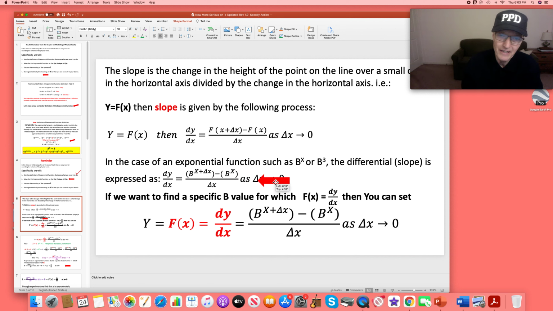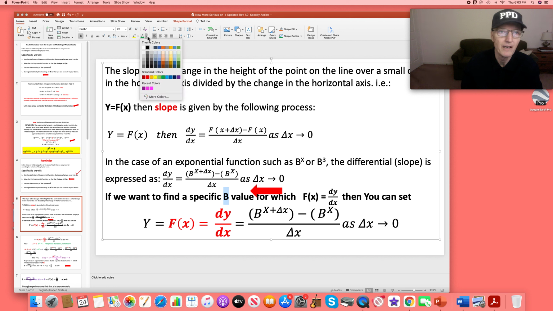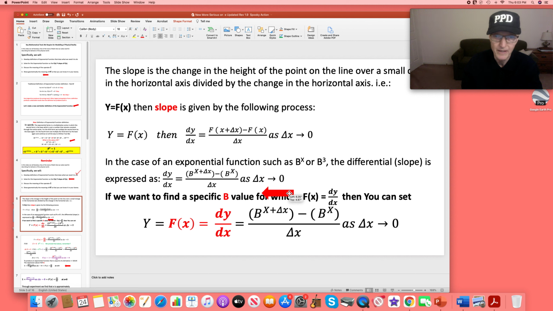Then you take that as delta x gets smaller and smaller, and that gives you the value dy by dx. Now we want to find the specific value b. I'm going to make that b red so it sticks out. There we go. The specific value b for which f of x is equal to the slope. The value of the function is equal to the slope.